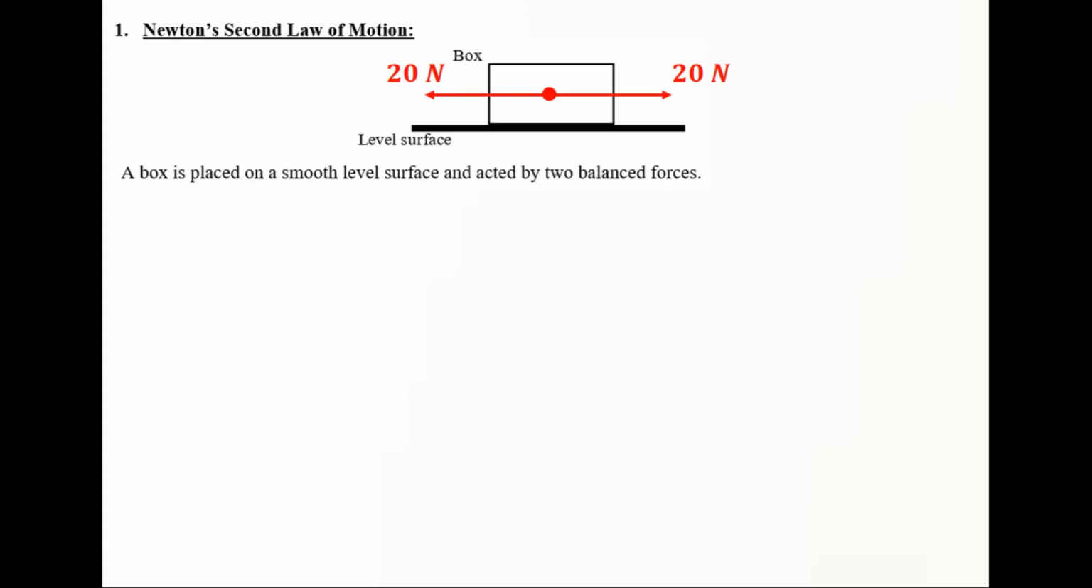Hello AP Physics C Mechanics students. In Unit 2, Newton's Laws of Motion, Class 4: Newton's Second Law, Part 1. Section 1: Newton's Second Law of Motion.